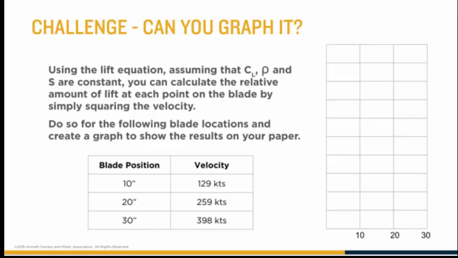Alright, so I just want to demonstrate how quickly variable velocity along a constant angle of attack propeller blade will cause thrust to build towards the tip of the propeller.